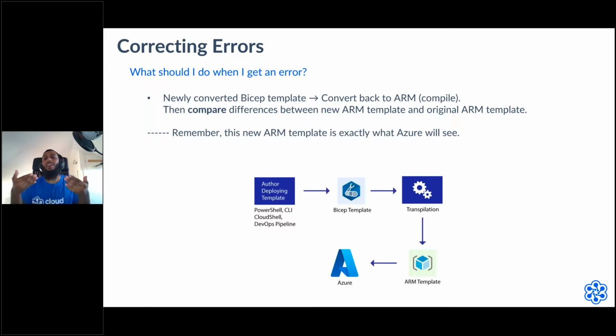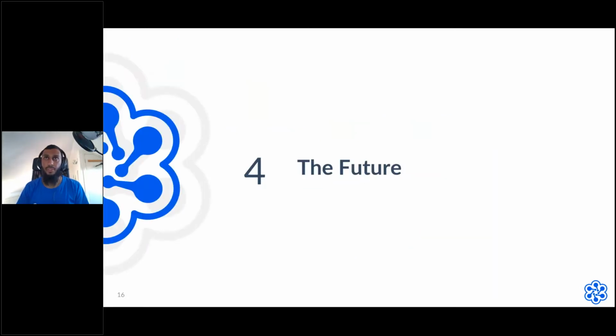Okay, if you want to see what the ARM template is in the background, then you can just reconvert your Bicep template into an ARM template to see what it's actually looking at. You don't need to do this. This is an additional step, but this additional step can sometimes give you much more information if you don't get information out of the tickets on GitHub. Cool. The future.